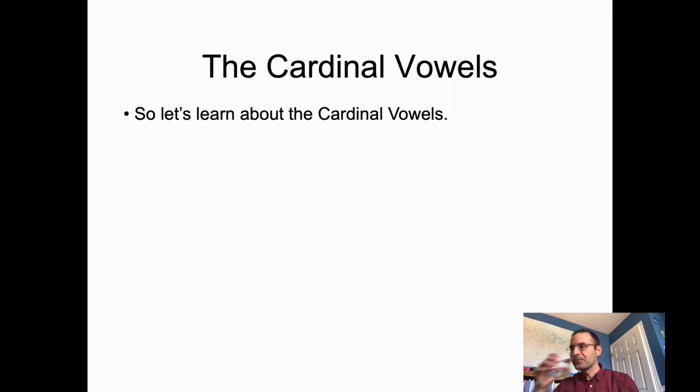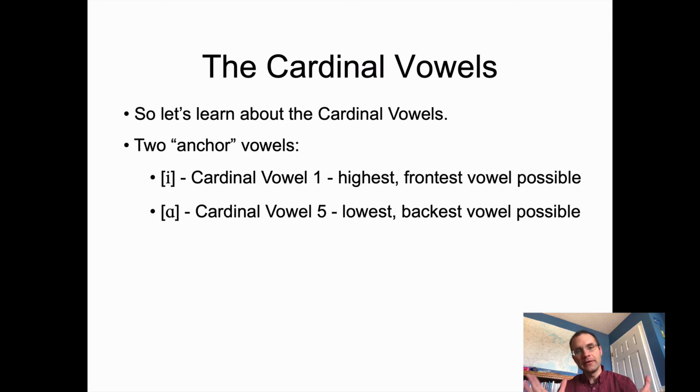Okay, so let's learn about the cardinal vowels. There are 8 of them that we're going to start off with, and there are 2 anchor vowels. You kind of think about this going back to the sense of schwa being like a default vowel, and then if you want to produce a tense vowel, you kind of have to push your articulators to the extremes of the space. So [i], which we know now is a tense vowel, is going to be the highest frontest vowel you can possibly produce. So that's called cardinal vowel 1.